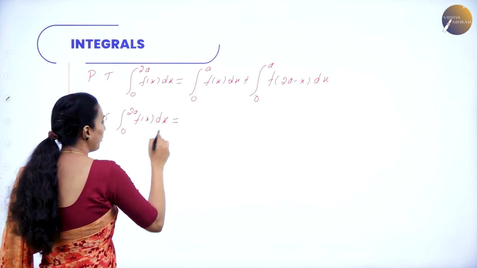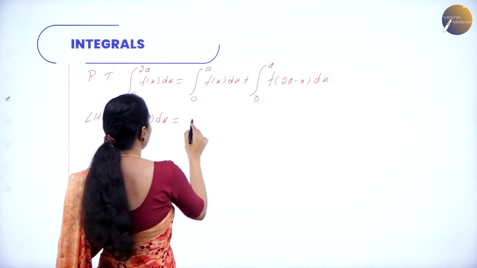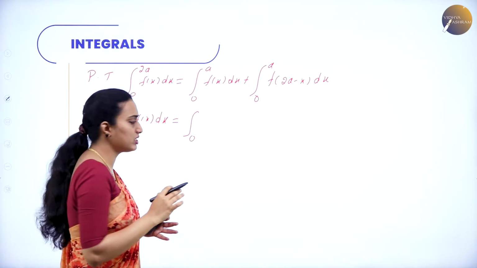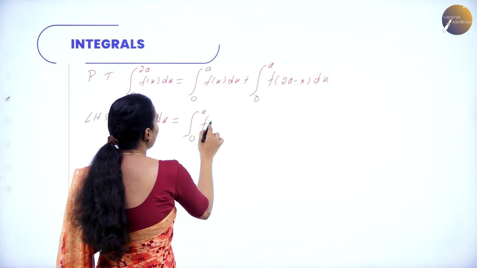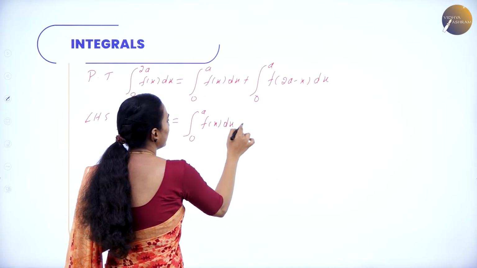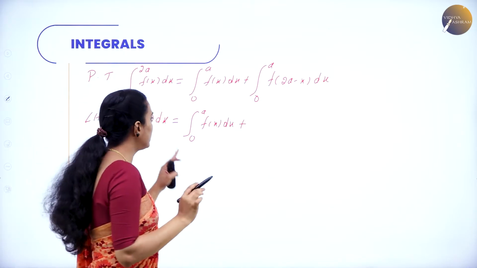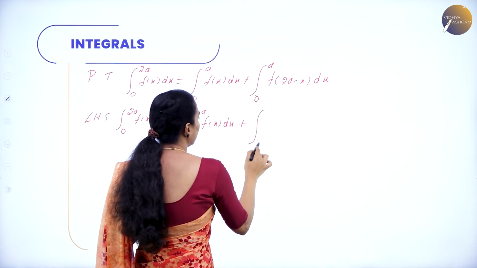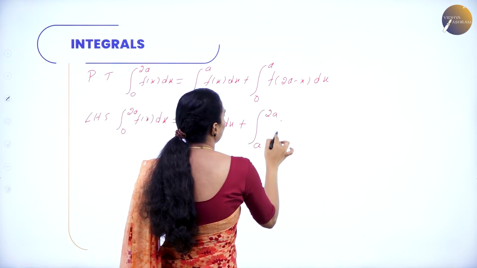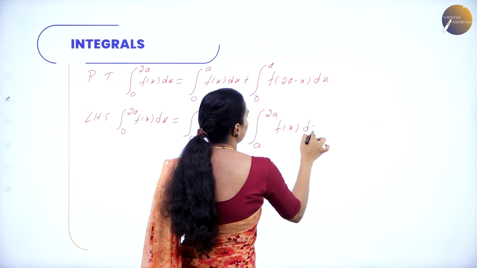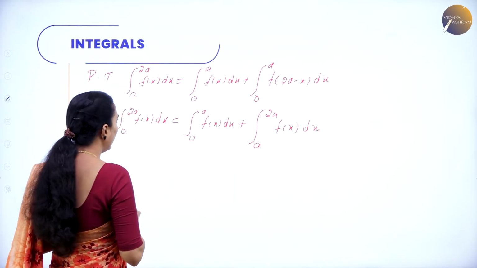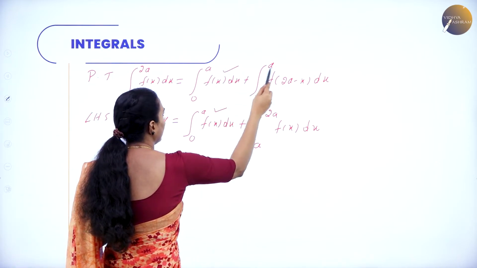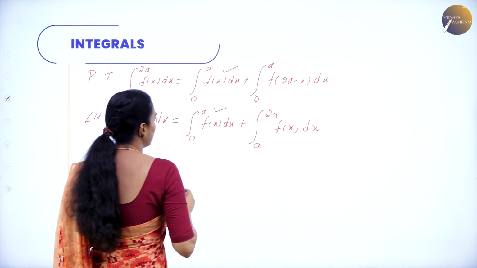Now by the third property, I am going to split up the limit like this. Between 0 and 2a there will be a limit a: integral 0 to a f of x dx plus integral a to 2a f of x dx. So here I have 0 to a f of x dx as in the right hand side, and the second integral we need to change.